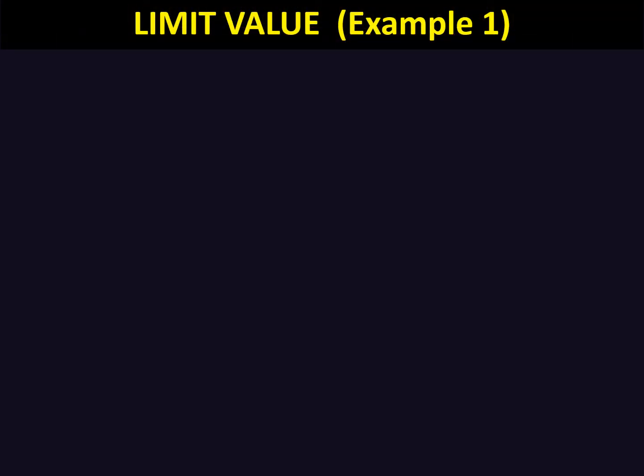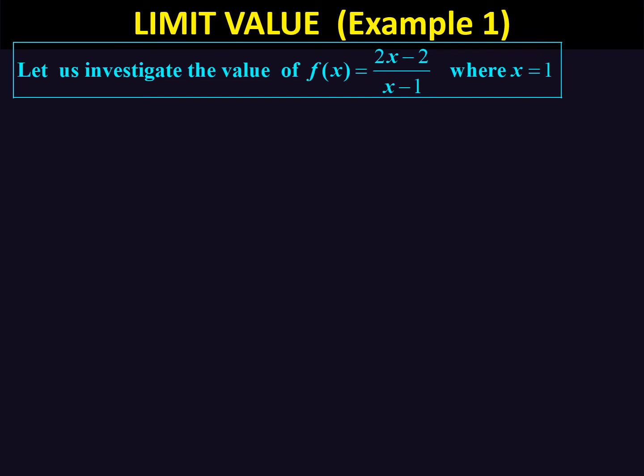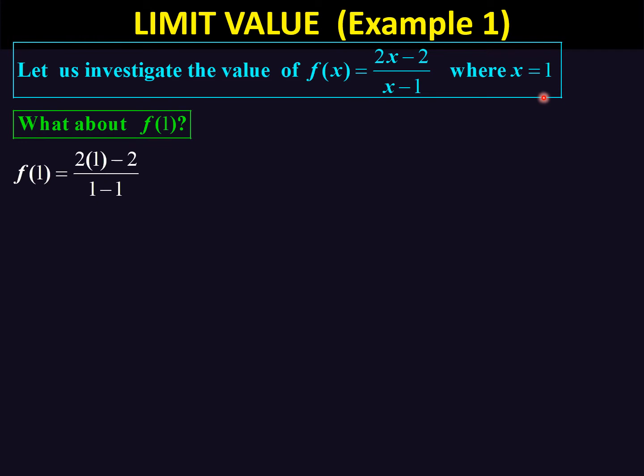Let's take some examples. Let's look at f(x) equal to (2x minus 2) over (x minus 1), where x is equal to 1. Let's investigate where x is equal to 1. And you see that's what we get when we substitute. We calculate the numerator and the denominator. They're both 0. That tells me it's undefined. So f(1) does not exist.